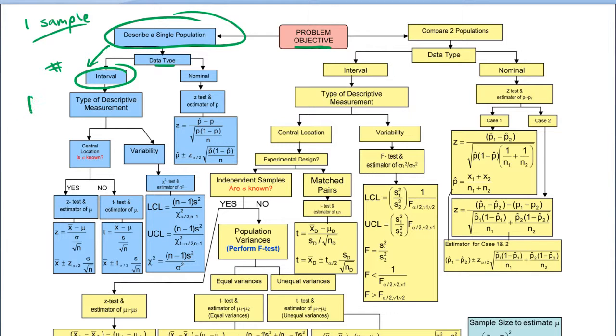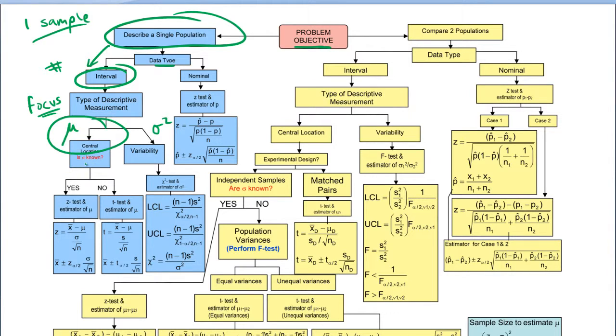And then the next thing that I encounter is what can be thought of as being the focus of the question. The question is either going to focus on the central location, which is really just the mean, or variability, which would just be the variance. Now, we have a known standard deviation, so really we have a known population variance. That's not the focus of the question. The focus of the question is on the mean.